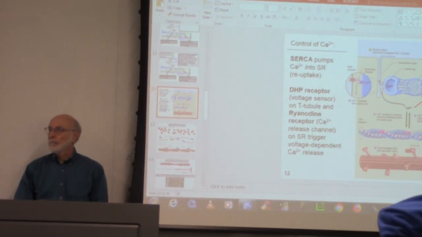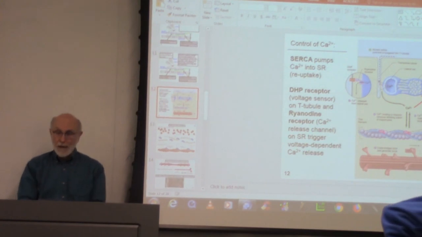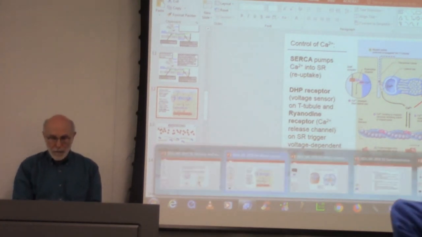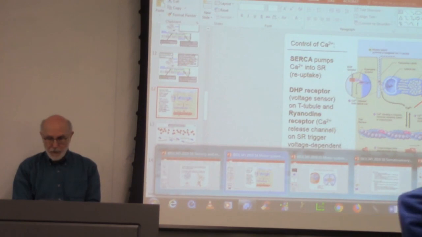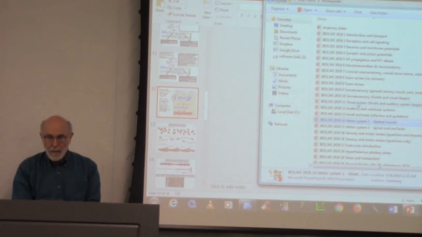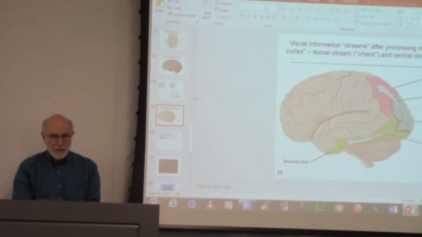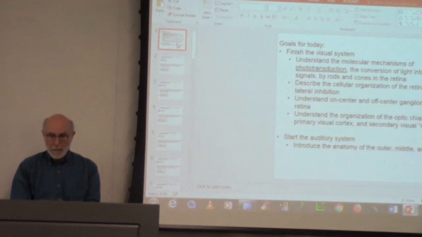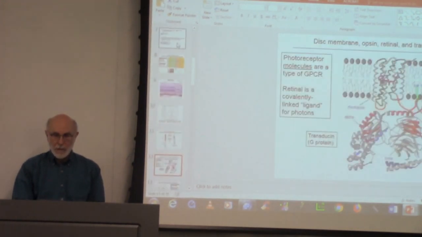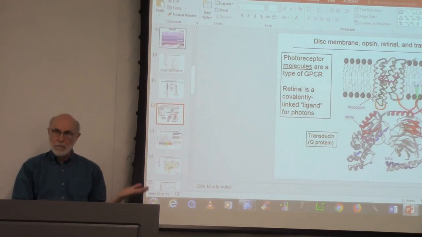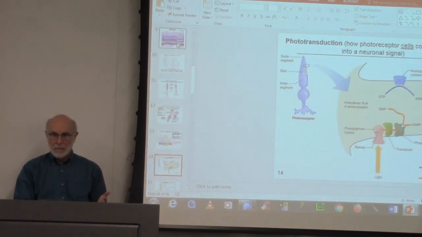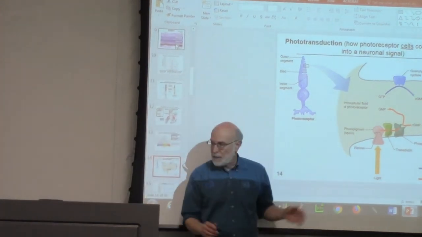So in retinal physiology, let's see, haven't done vision in a while. What are some of the visual system physiology? We've got a whole bunch of clickers. But photons bind to retinal, rhodopsin or opsin. This is key physiology.